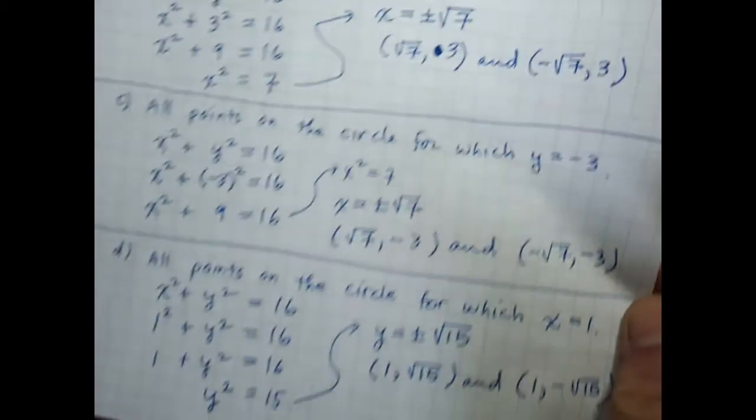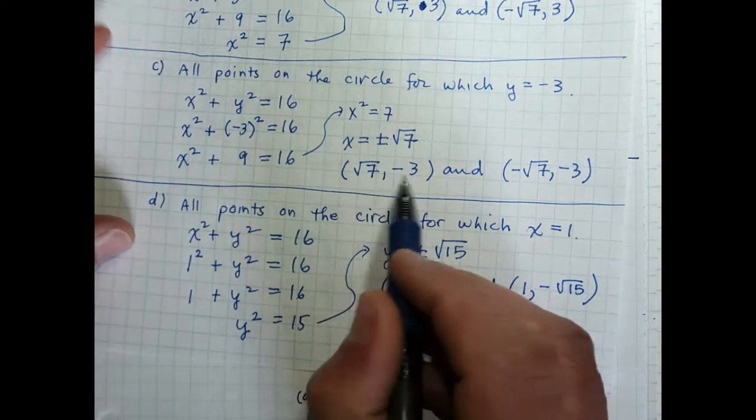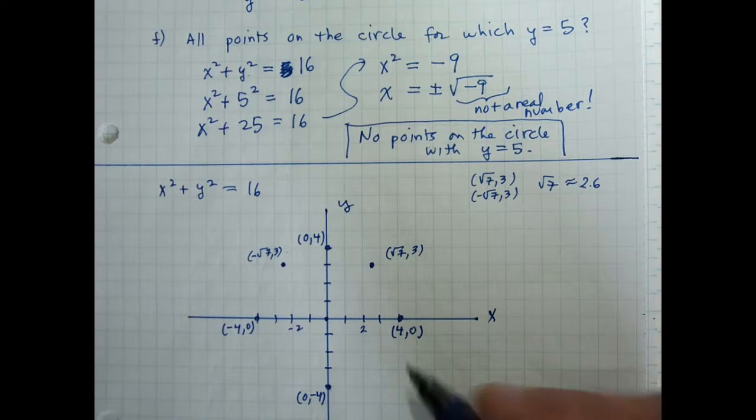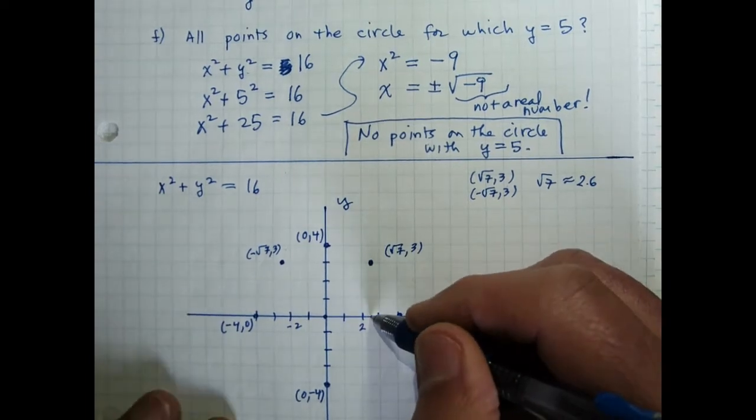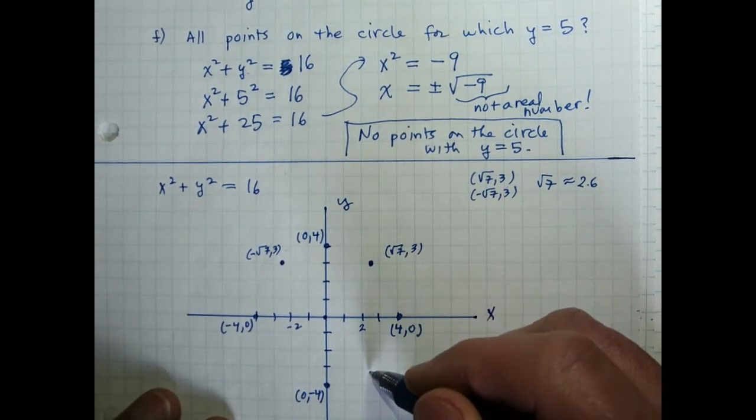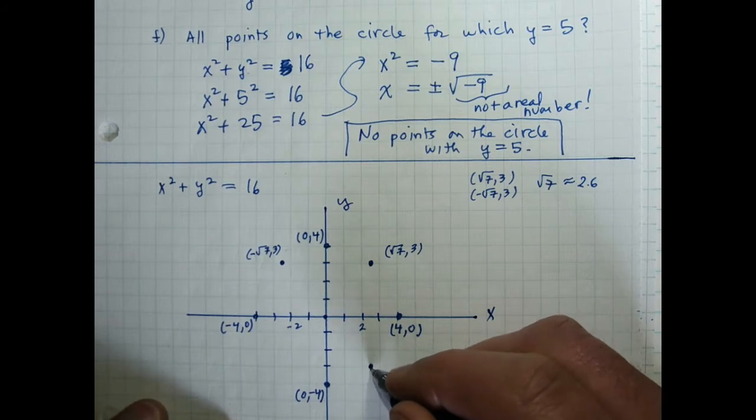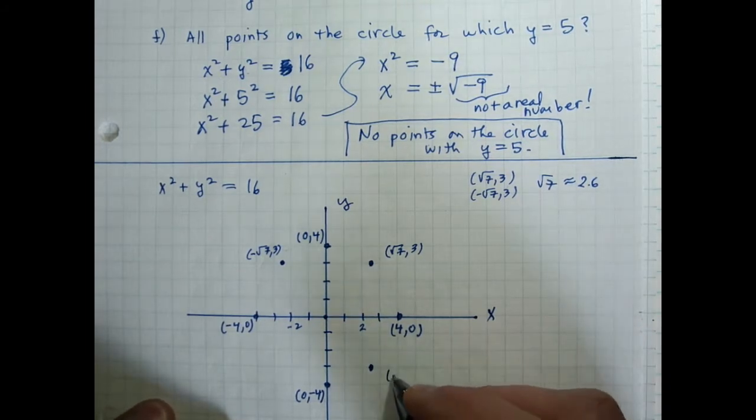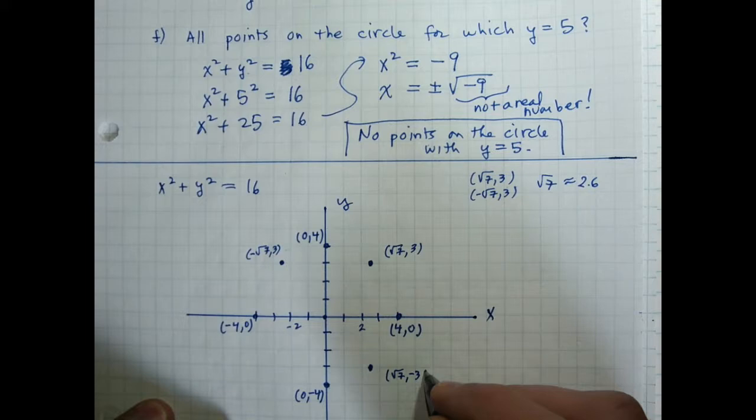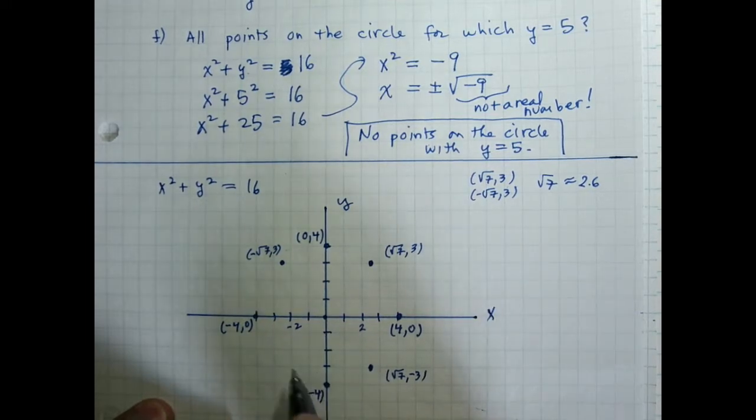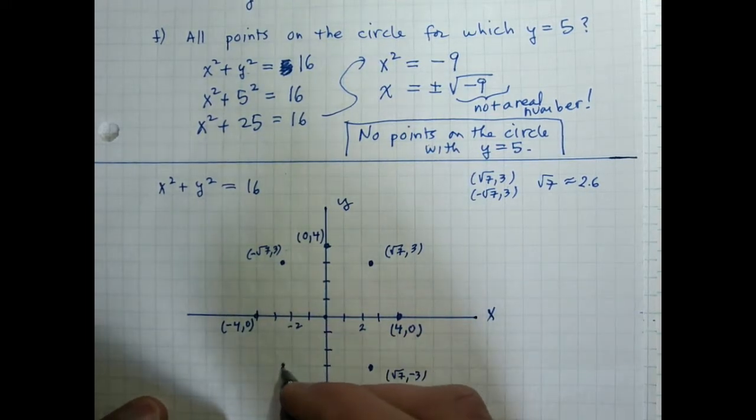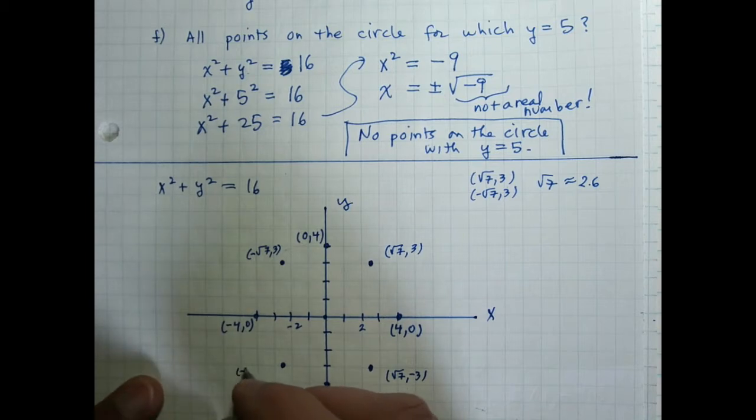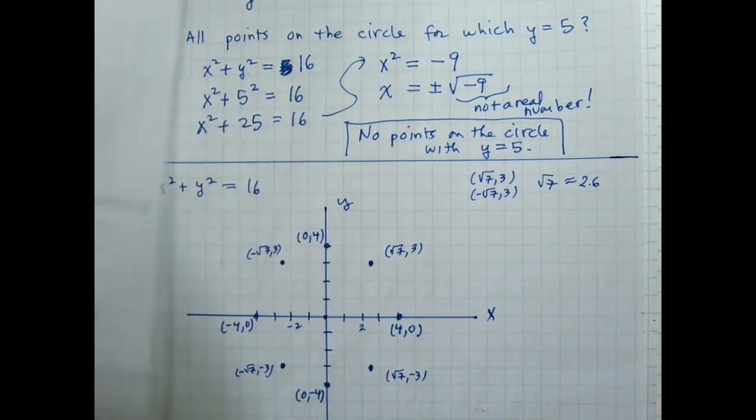Then we got square root of 7, negative 3, negative square root of 7, negative 3. So we actually got a point with square root of 7, negative 3 down here. And we got a point over here, negative square root of 7, negative 3. That was like in part C, right?